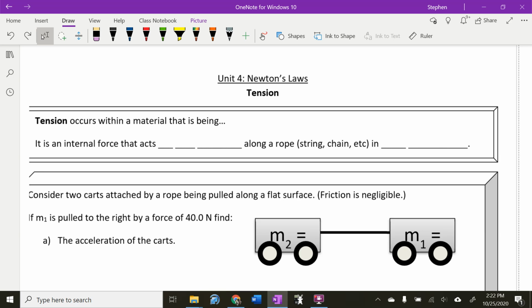Welcome back, Physics 11, to another episode on a specific type of force. So in today's video, we're going to be learning about tension.